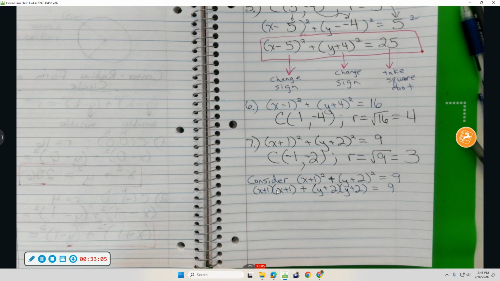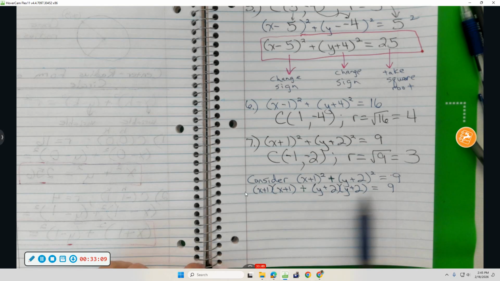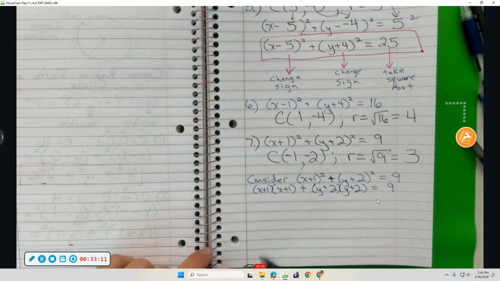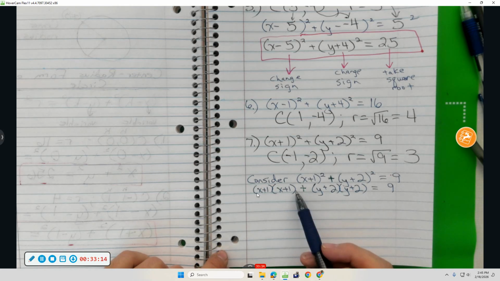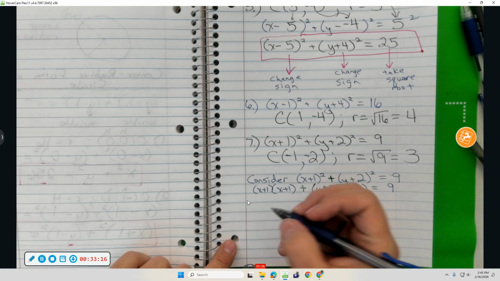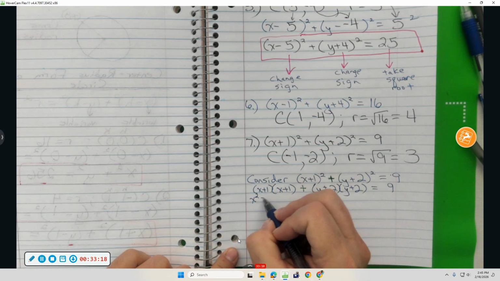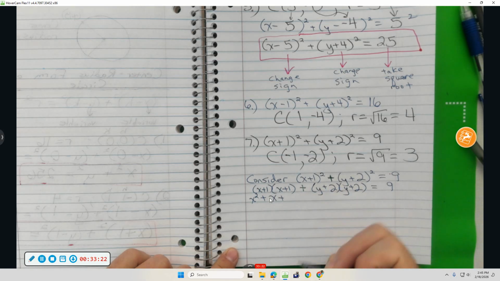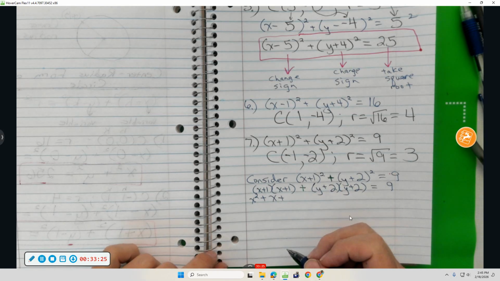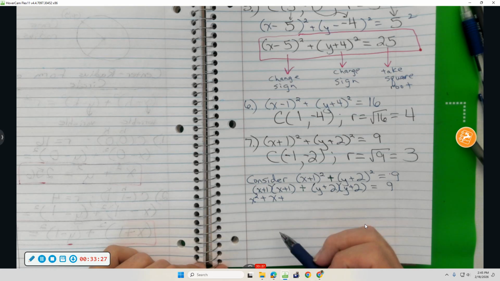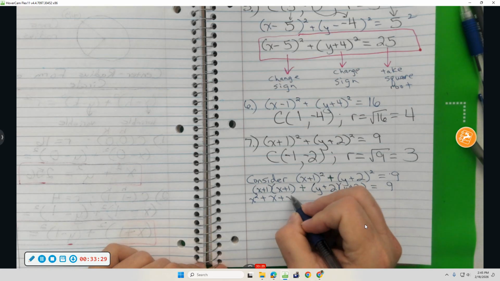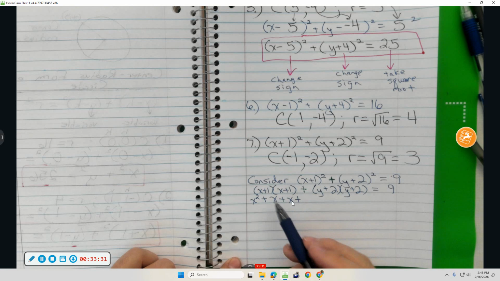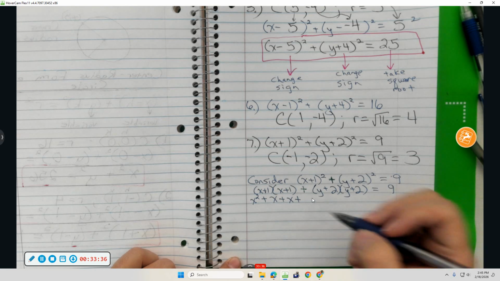And the way you get a problem like that, number 8, someone did just this. They went through and foiled all this stuff out. Foiling out the x plus 1 times x plus 1, we get first, x squared, outer, x times 1 is 1x, plus inner, 1 times x is 1x, plus last, 1 times 1 is 1.